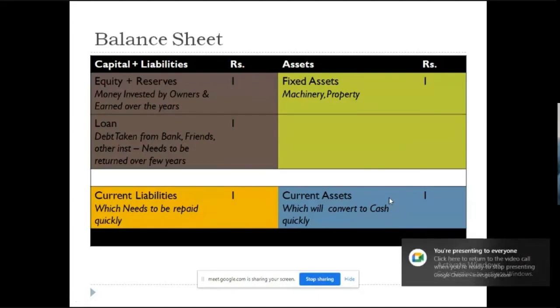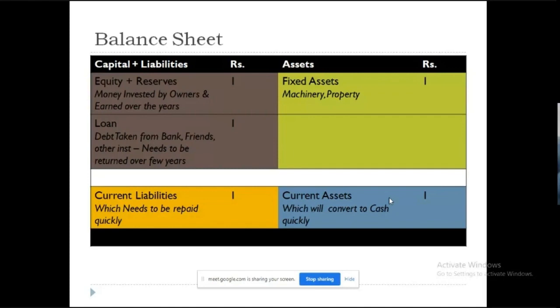So what does a balance sheet look like? The balance sheet mostly looks like this. When you look at the balance sheets of big companies, companies which are listed in the market, or even the balance sheet of the company you are working for, or if you're an entrepreneur, your company's balance sheet, it will largely have these 4 or 5 sections, which I have colored for you. So let's take the right hand side, which is the asset side.